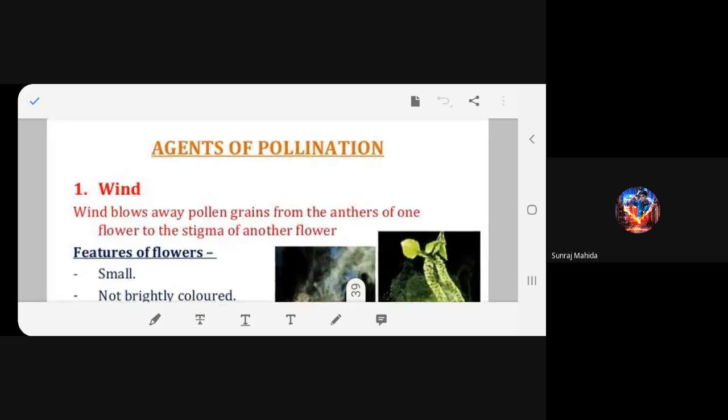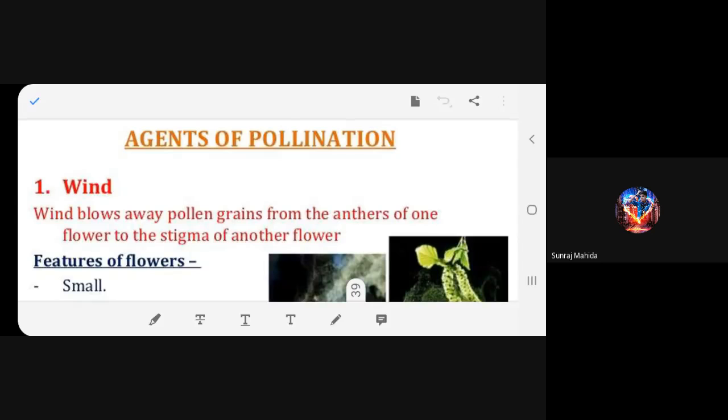Now what are the agents of pollination? How does pollination take place? Number one, wind. Wind blows away pollen grains from the anther of one flower to the stigma of another flower.